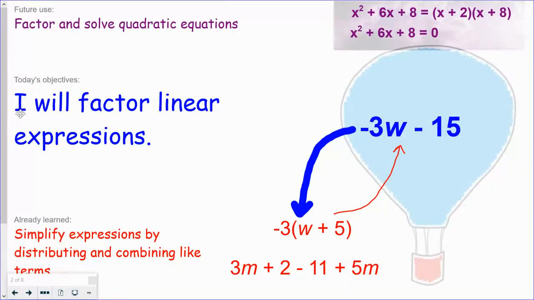Our objective is that I will factor linear expressions. What we already know, which this builds on top of, is simplifying expressions by distributing and combining like terms. Remember, like terms have the same variable to the same powers, or they are constants with no variables. With the distributive property, we multiply the number outside the parentheses to each term inside the parentheses to get a simplified expression. And you need to know how to do this.